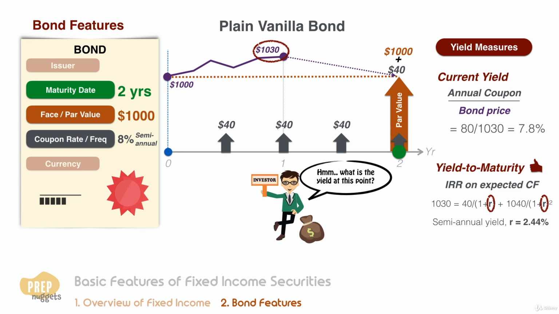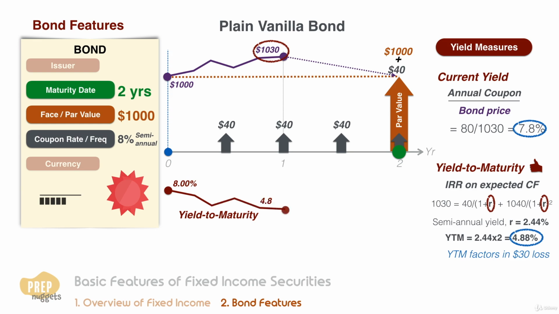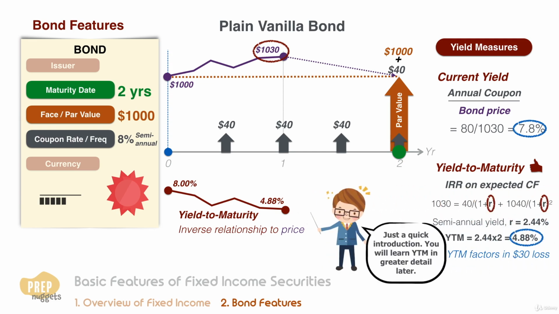As each period here is half a year, this is actually the semi-annual yield. Simply multiply this figure by 2 to get the annual yield. Notice that the yield to maturity of 4.88% is much lower than the current yield of 7.8%. This is because the yield to maturity takes into account the loss of the $30 from the amount that the investor has committed. The yield to maturity is inversely related to the bond's price. The higher the bond's price, the lower its yield to maturity, and vice versa. We shall cover yield to maturity in greater detail in a later lesson.